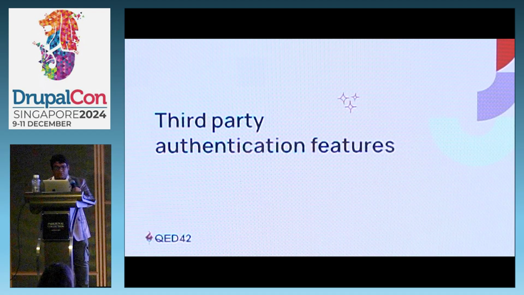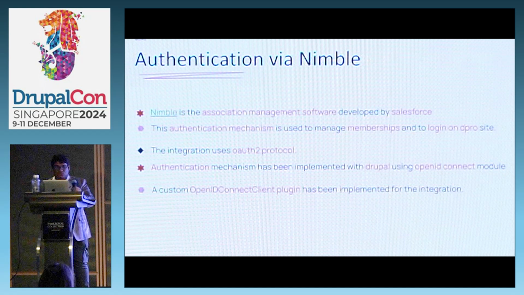Now let's talk about third-party authentication features. So we integrated with Nimble. Nimble is the association management software for Salesforce. They are using that to track the memberships of their site and to log in onto the site. They are also using the OAuth2 protocol here, and authentication has been implemented using the OpenID Connect module in Drupal, and we wrote a custom plugin to integrate that.